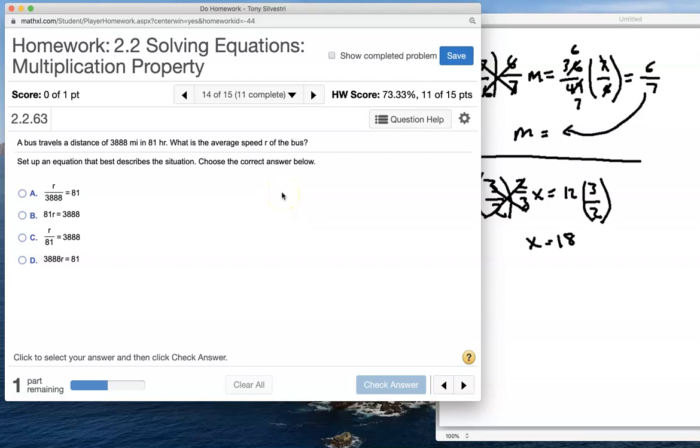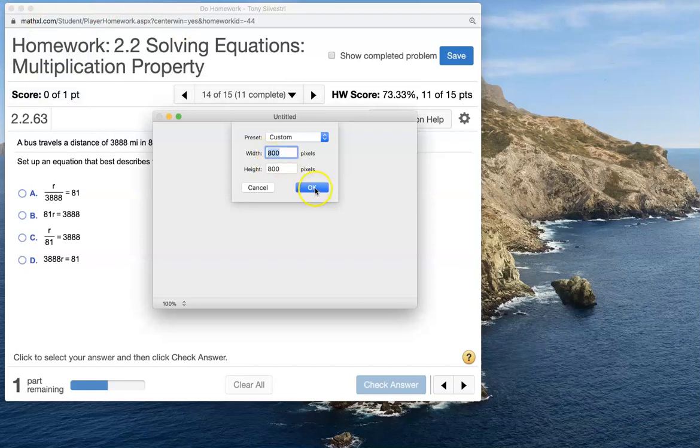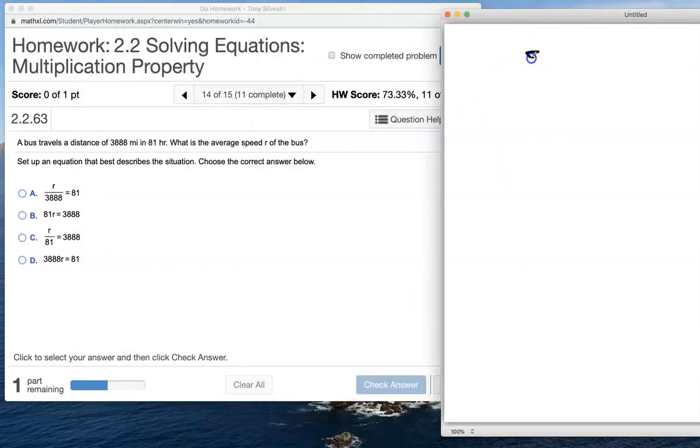A bus travels 3,888 miles in 81 hours. What's the average speed of the bus? Well, to do the average speed, you got to know this formula. The average speed is equal to distance divided by time. They also call it the speed or rate. So I'm looking for an equation where, in order to find the average speed r, I want to take 3888 and divide it by 81 to get the value of r.